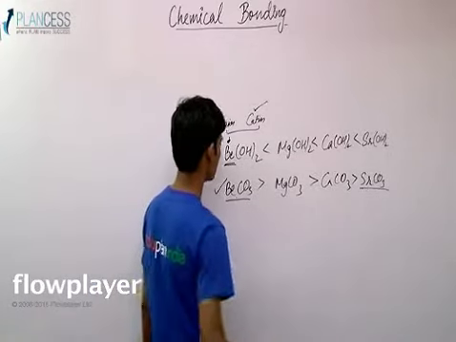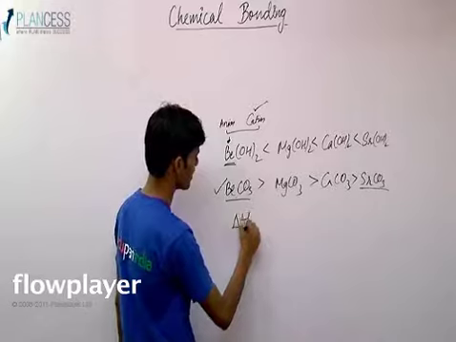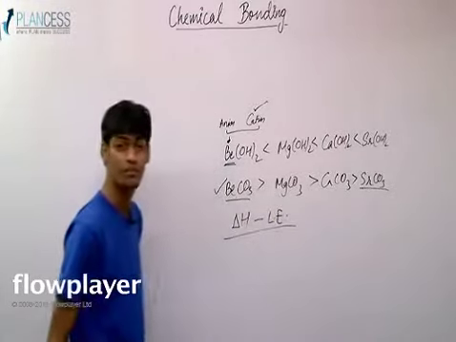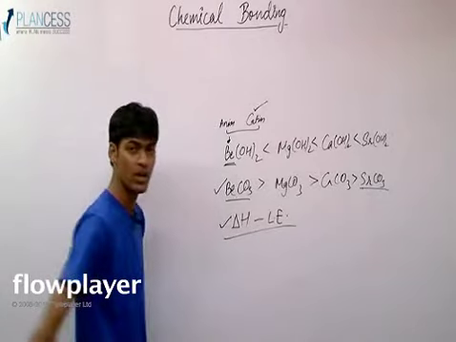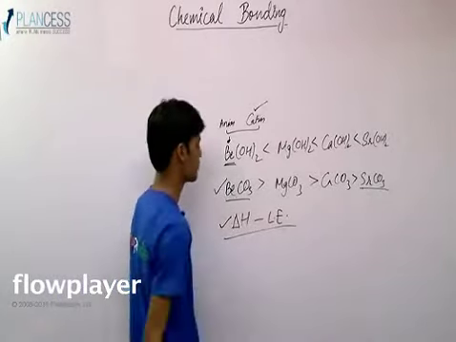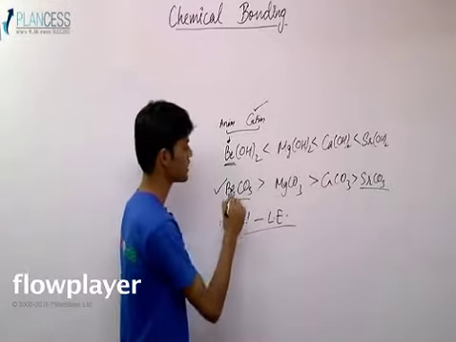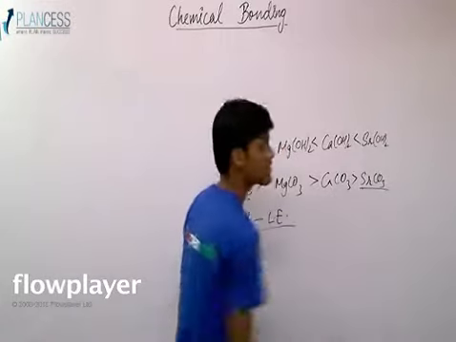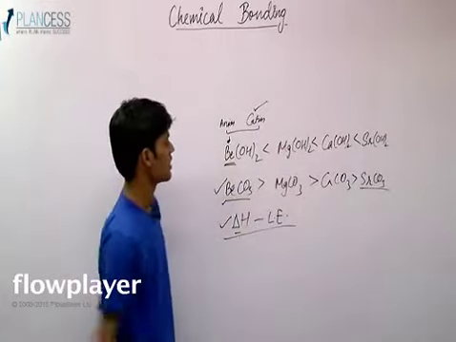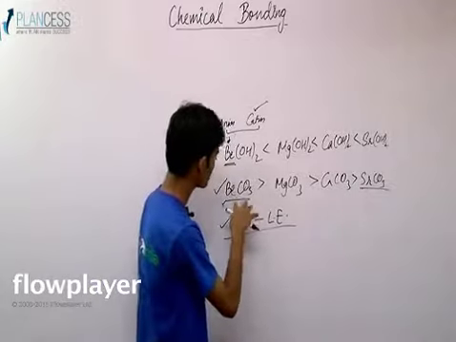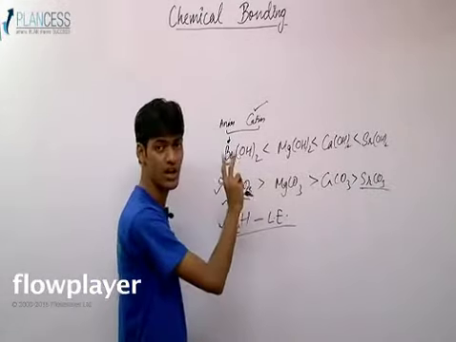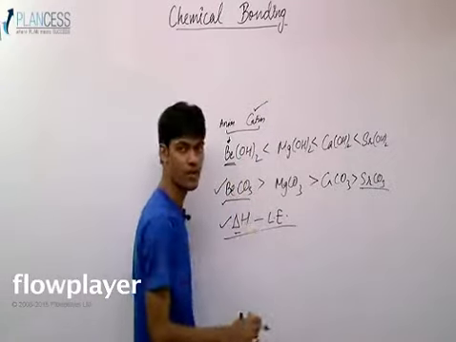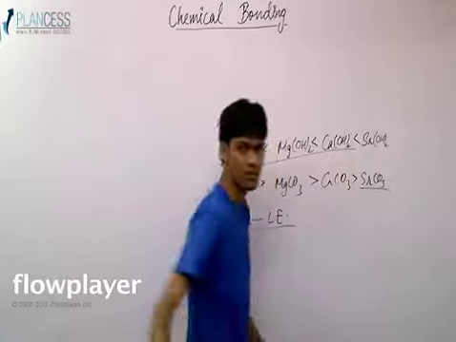Therefore, the solubility can be determined by the delta H hydration minus lattice enthalpy calculation. The more negative the quantity, the more soluble it is. So it is most negative for BeCO3, then MgCO3, then CaCO3, and the least negative for SrCO3. That's why this is the trend when the anion is much larger than the cation. However, if anion and cation are of comparable size, then the order is reversed.